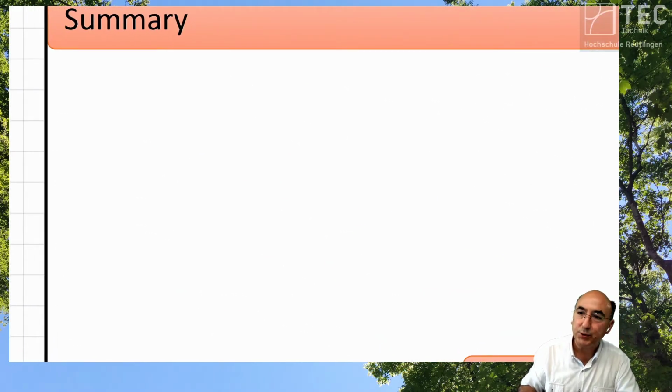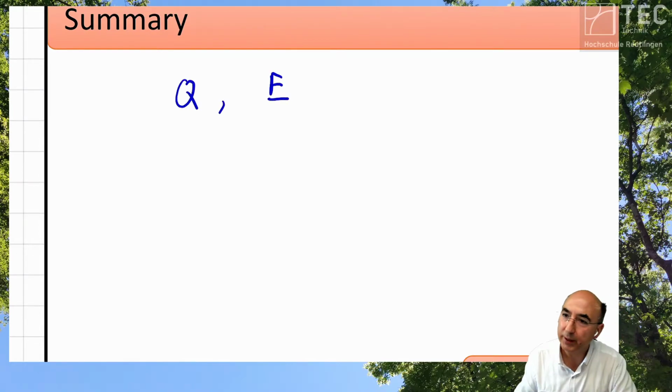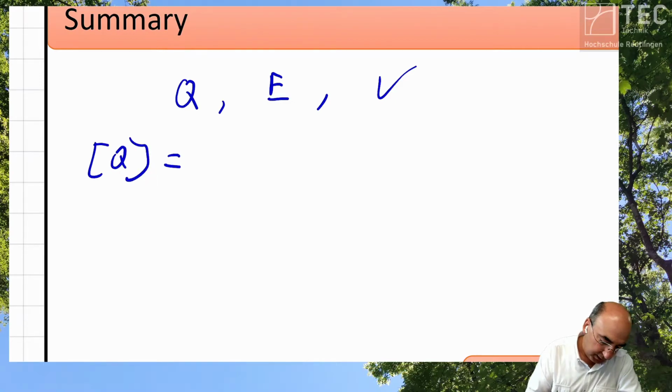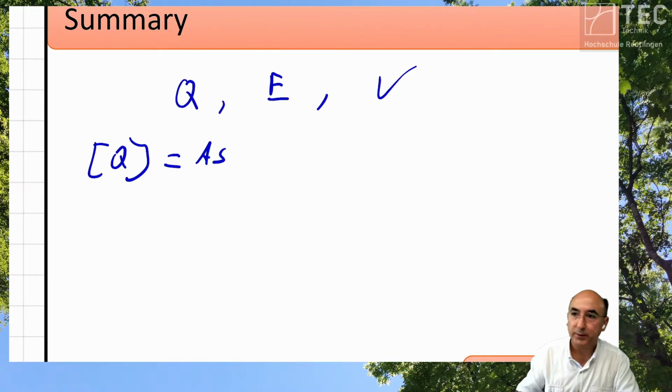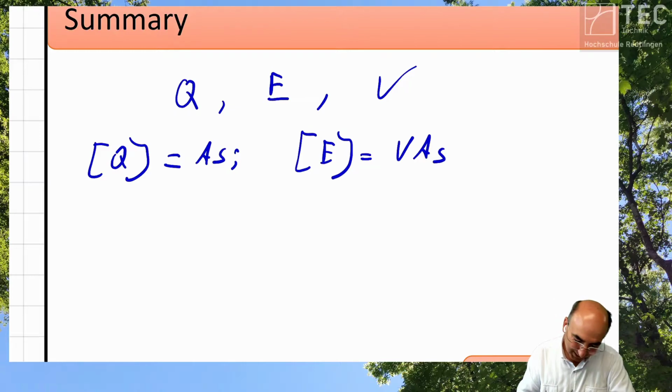Okay, just drop me the question again. So we have the charge, we have the energy, and what we have again? The voltage. Okay, so the unit of the charge is Coulomb. It's ampere second. What is the unit of the energy? It is volt ampere second. And what is the unit of voltage? It's volt.